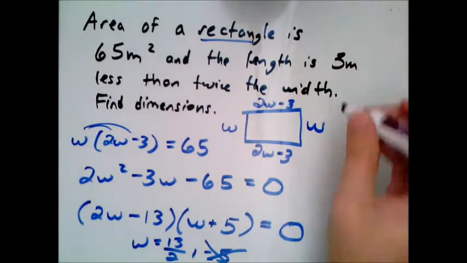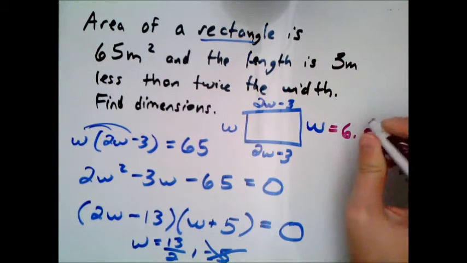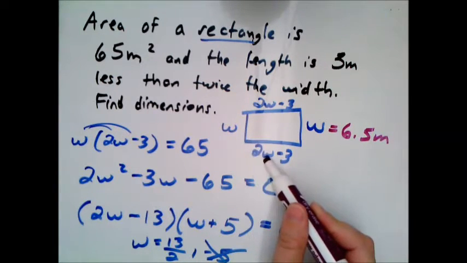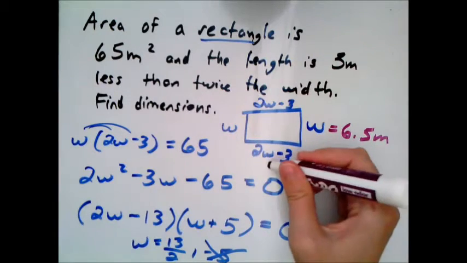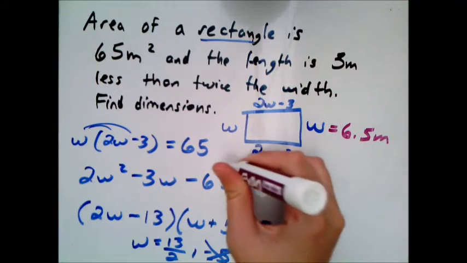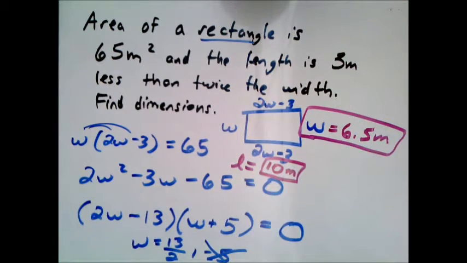13 over 2, you can leave it like that, or if you want to, because it's an exact one, you can put 6.5. So 6.5 meters. And then if I did twice 6.5, that would be 13 minus 3. So this is 6.5 meters by 10 meters for the length. So there's the dimensions, because notice they wanted both length and width. And you can kind of double check, 6.5 times 10 actually does give you an area of 65.